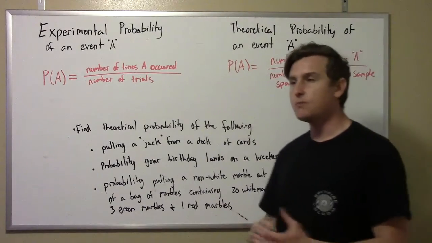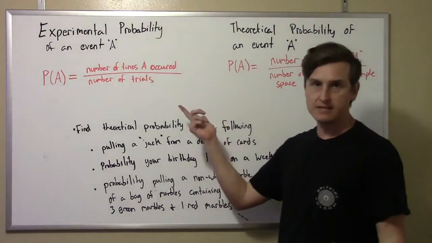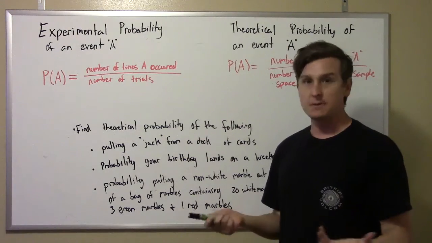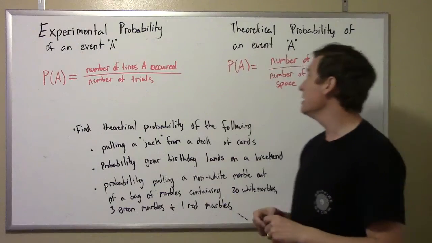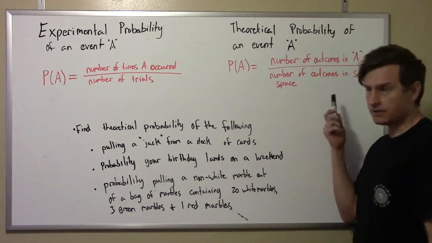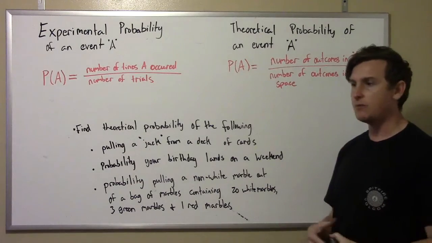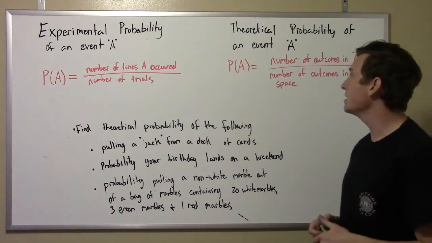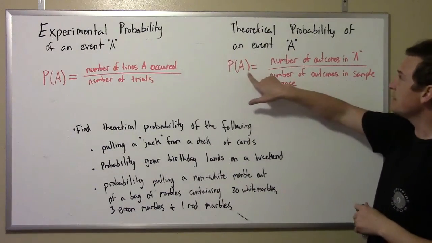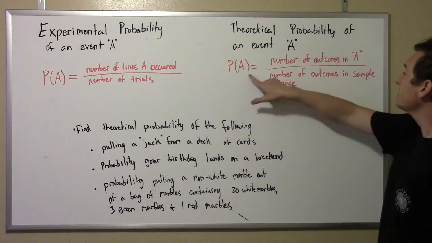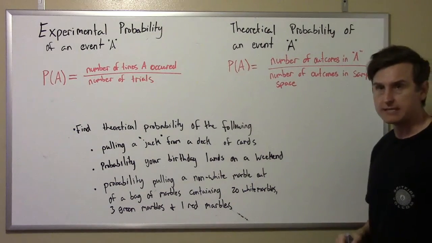What we're really going to deal with more is this, because in your homework you're not going to do a bunch of experiments. They may give you some experimental data to look at, like a table, but most of the time we're going to be calculating theoretical probabilities, which is just thinking about how many different ways there are for things to happen. This is the formula in your book: the probability of some event A happening is the number of outcomes in A divided by the number of outcomes in the sample space.